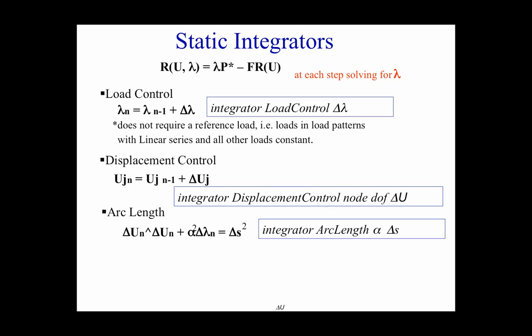So the command is integrator LoadControl delta lambda. When we were doing lambda 0.1, 0.2, when the load control was 0.1, it just increments lambda by 0.1 at every time step. So that's load control, the simplest one.